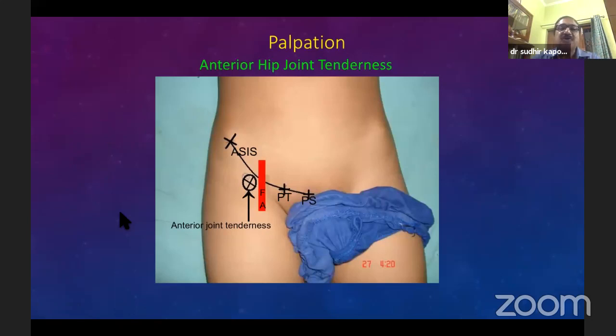Now the different points to be covered, different steps to be done when palpation is concerned. The first point, when doing palpation anywhere in the body or any system of medicine, is tenderness. As far as the hip joint is concerned, we are concerned basically about the anterior hip joint tenderness. The hip joint tenderness anteriorly is felt or palpated just 1 centimeter below and lateral to the position of the femoral artery.